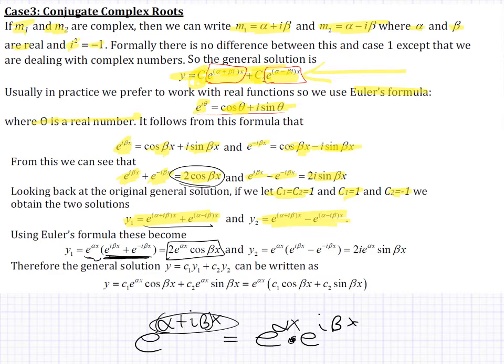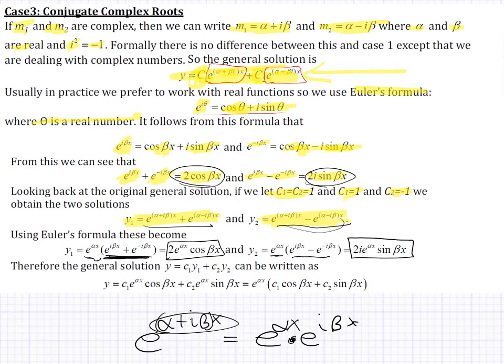And the same thing could go for y2. I could factor out an e to the alpha x, leaving me with e to the i beta x minus e to the minus i beta x. But we already said that that piece is equal to 2i sine beta x. So then y2 could be rewritten like this. We're almost there.